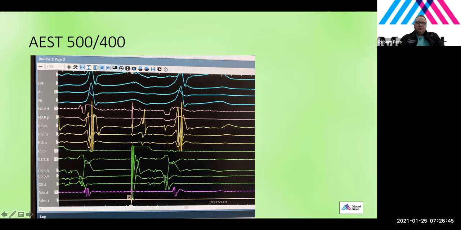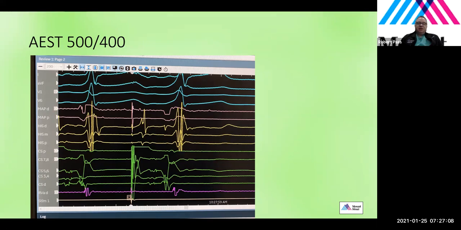Mhm. So that means that either we have ablated the pathway retrograde but not antegrade, or there is a second pathway that conducts only antegrade near the pathway we just ablated. It's almost impossible to know the difference.